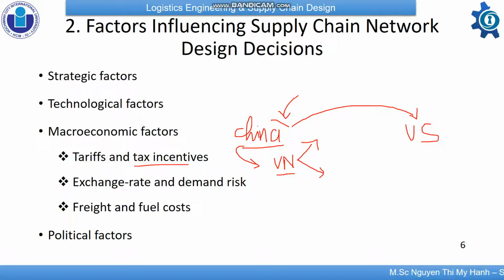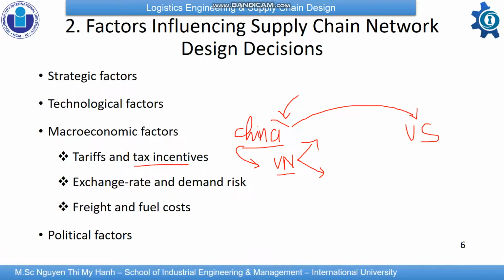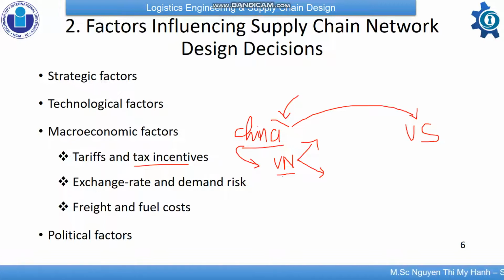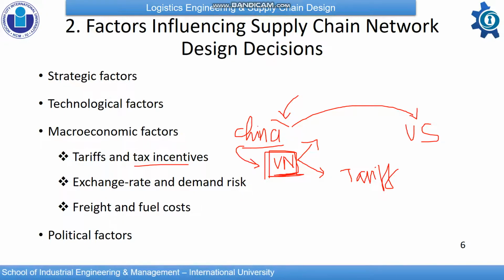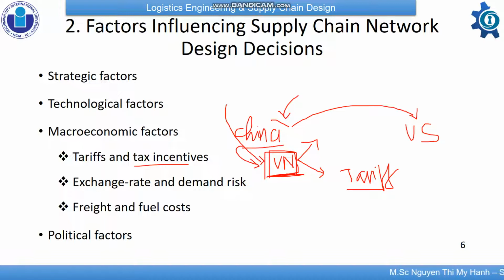Besides the labor cost, companies move their factory from China to Vietnam because of two reasons. The first one is the Cold War between China and the US, and the second one is that the US has a policy of tax incentives for Vietnam. That's why they move their factory to Vietnam, so that they can reduce the tax and tariff.